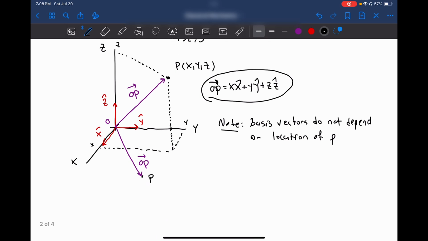And luckily in Cartesian, this makes taking derivatives of, say, if I want to take it with respect to time, right? This makes taking these derivatives a lot easier because we only have to differentiate the components, dx/dt in the x hat, plus dy/dt in the y hat, plus dz/dt in the z hat. However, if the basis vectors did depend on the location of P, then when we start talking about things like displacement, the basis vectors would also change with time, as we'll see with polar.